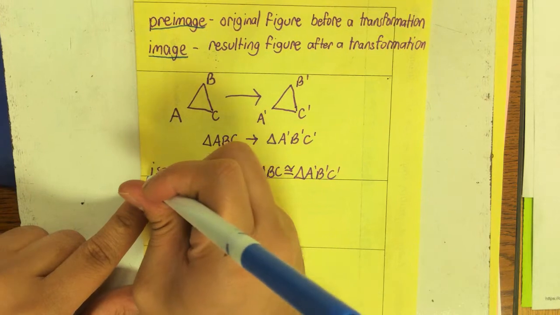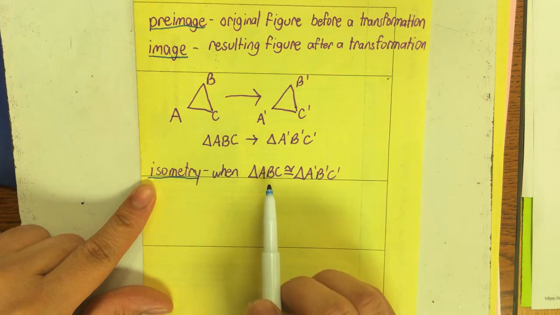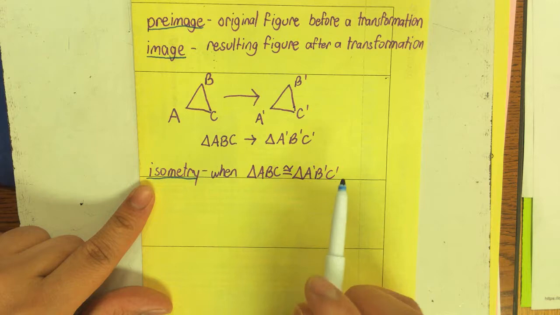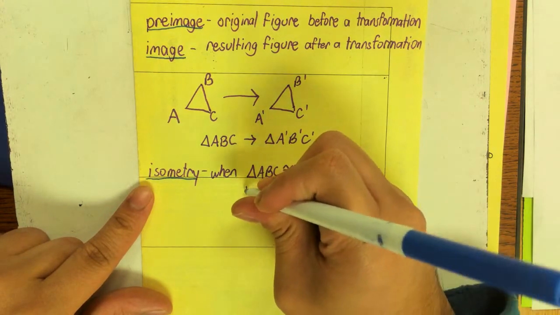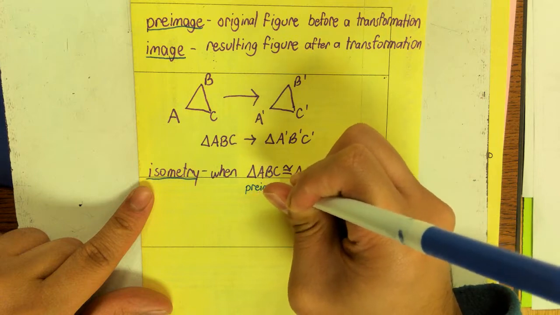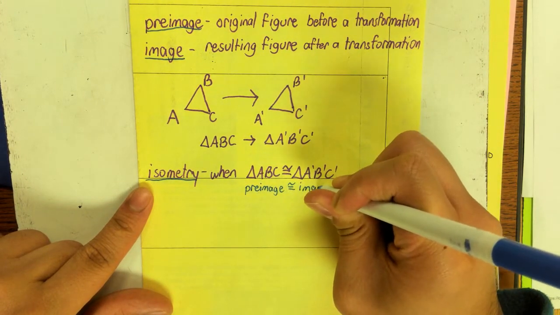Last vocab word, isometry. It's when triangle ABC, the pre-image, is congruent to triangle A prime, B prime, C prime, the image. So this pre-image is congruent to the image. That's called isometry.